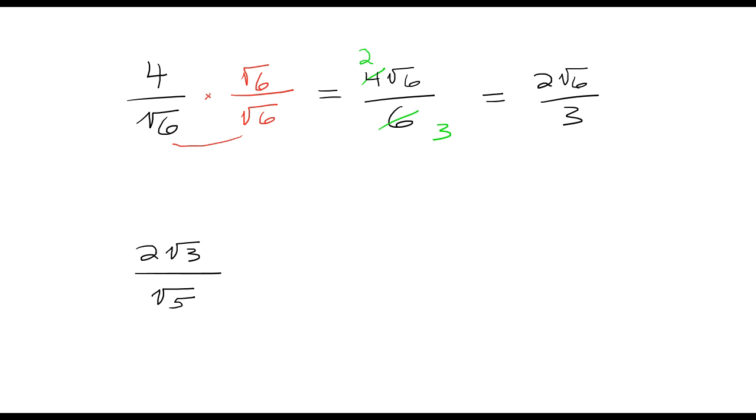and get 2 radical 6 over 3. And for this second one, if I multiply times radical 5 over radical 5, I'm going to get the 2, and then I multiply the radicals together and I get radical 15. And then these are buddies, so I just get 5.